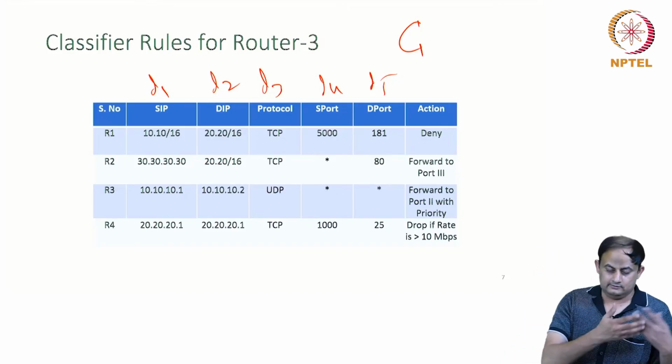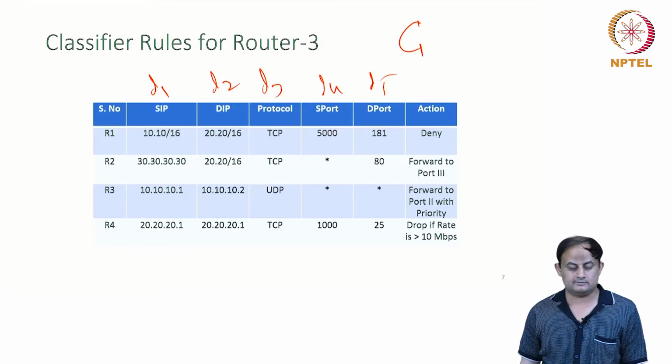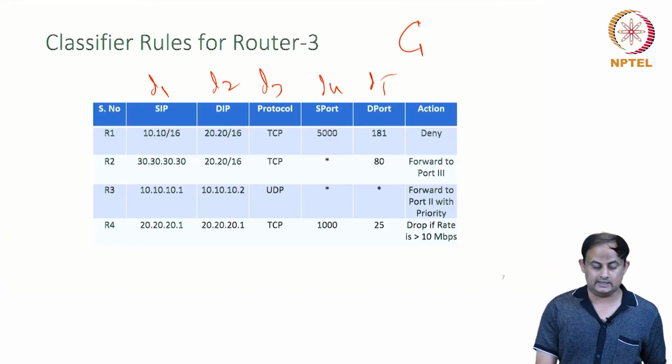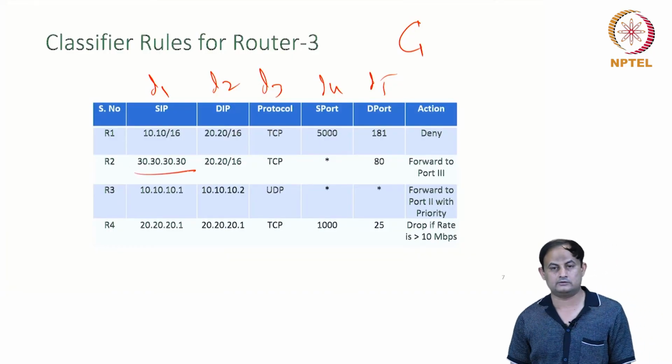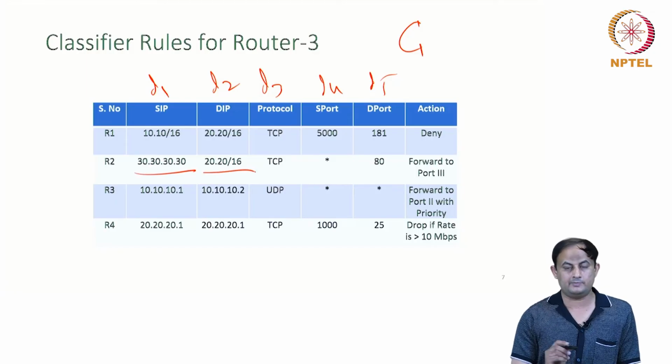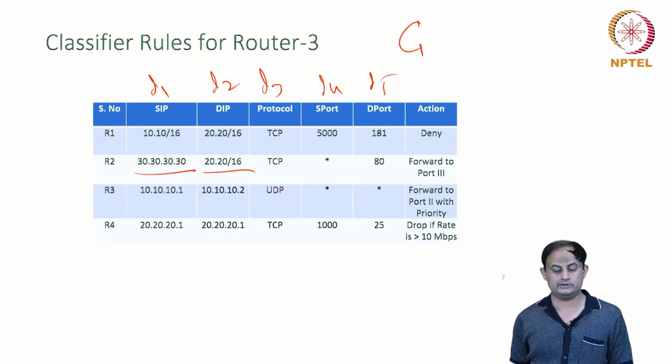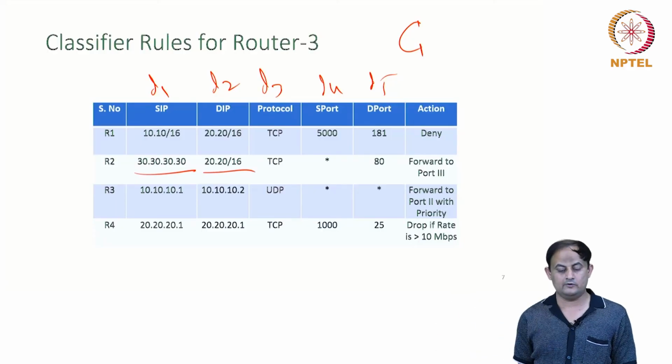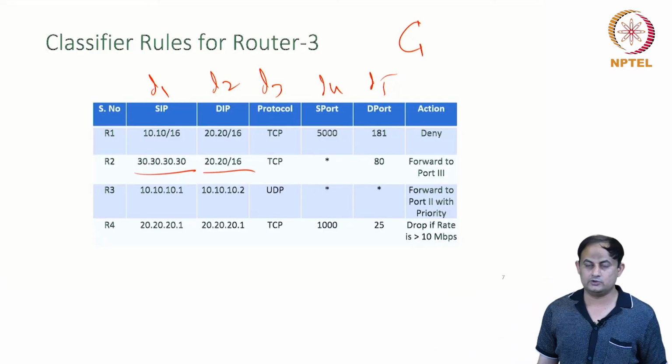The second rule says the source is 30.30.30.30 and the destination IP address is a /16 address going to 20.20, the protocol field is TCP, and the source port can be anything.